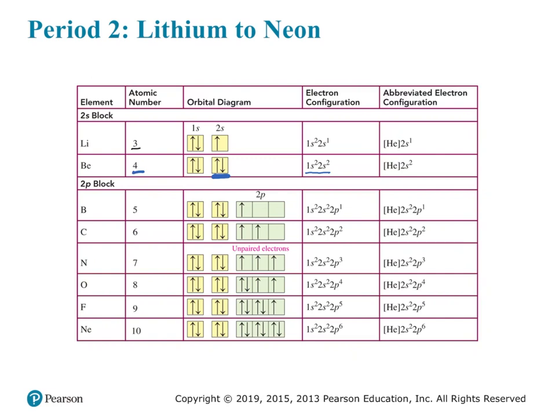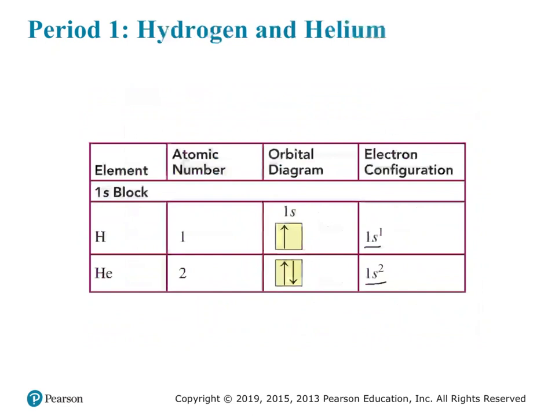Now, what if we want to abbreviate this? So let's look at the abbreviated electron configurations. Remember, on the previous slide, helium has the electron configuration 1s2, and that's always true. So what we can do is use helium as a substitute for those 2 first electrons.